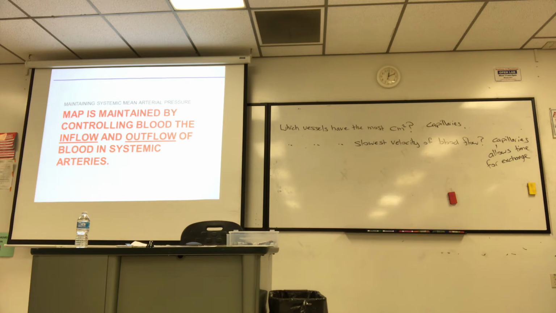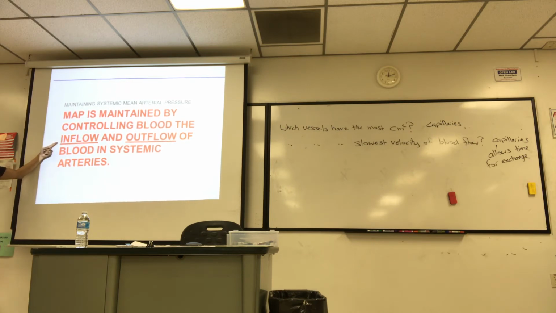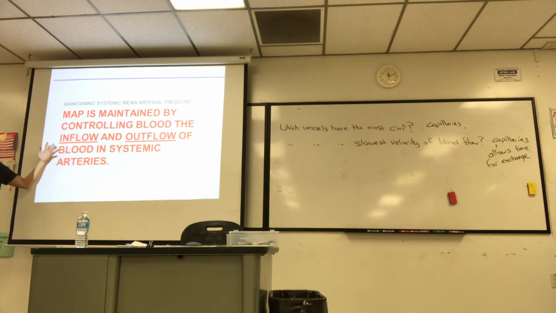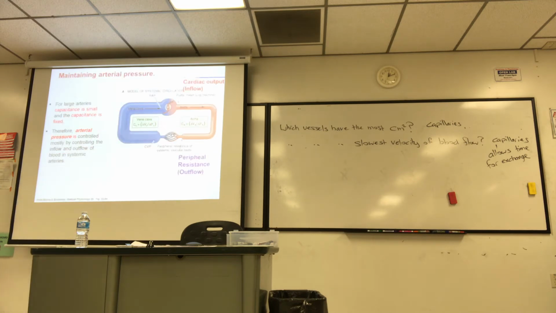And I want to talk about the mean arterial pressure, because that is the main thing keeping us alive. It's our body's ability to control this. MAP is maintained by controlling the inflow and the outflow. So you maintain blood pressure by controlling the inflow and the outflow. Now, we've used these terms before for the cardiac cycle. You had inflow into the ventricles and outflow of the ventricles. But now we're talking about the inflow and the outflow of systemic arteries. This is the picture I usually use to teach that.